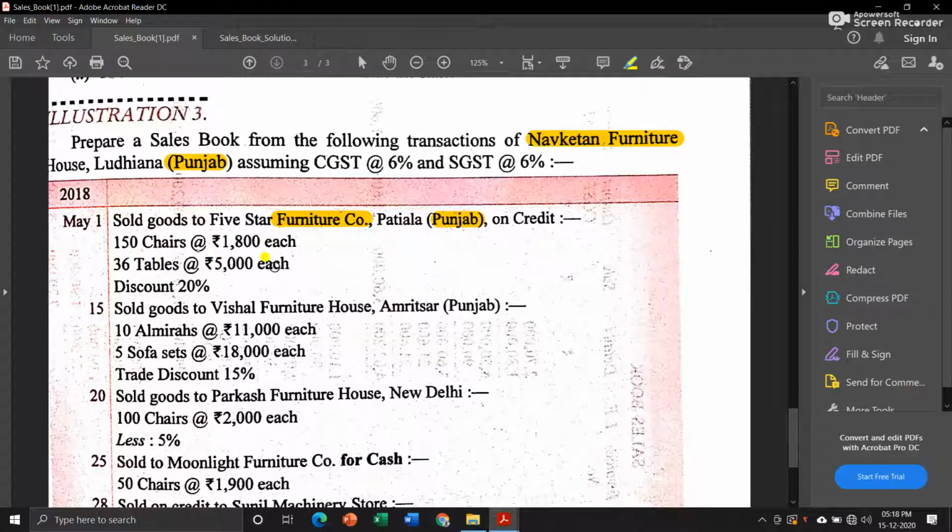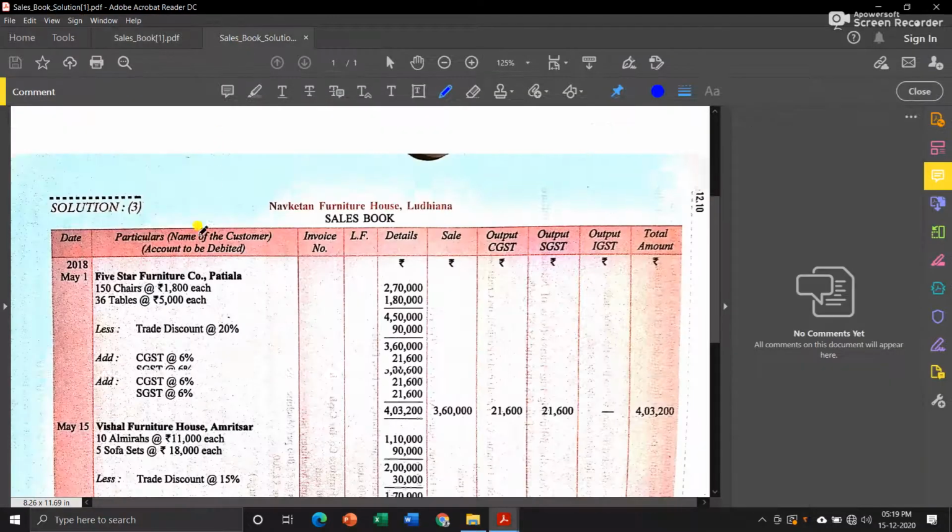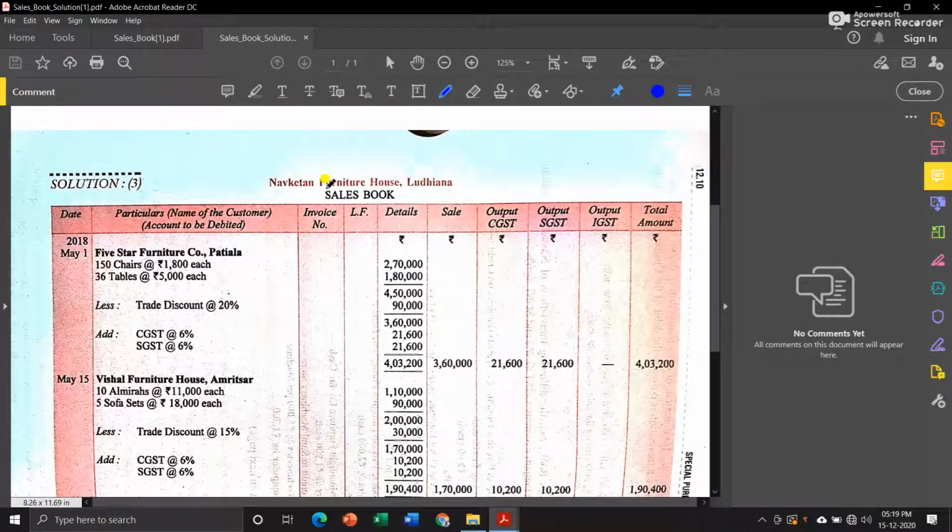That means our business is furniture business and we are selling furniture, so we can record it in our sales book. Plus it is a credit sale. So what we will do is that we will write down Navketan Furniture House, Ludhiana sales book. Then on particulars column we will write 5-star furniture company, Patiala, 150 chairs at 1,800 each means 2,70,000.